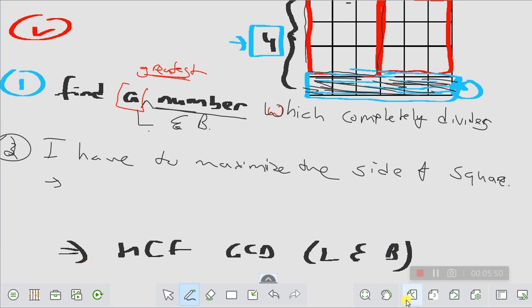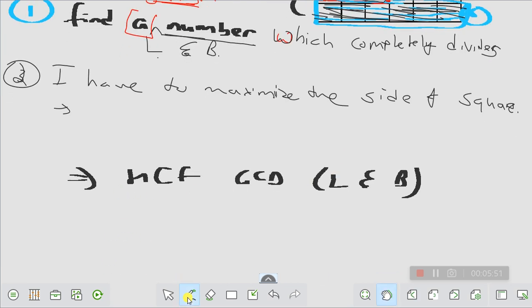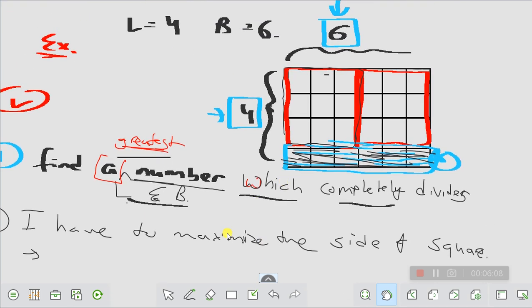Because HCF is the highest common factor, and GCD is also the greatest common divisor. So you can say anything, but the meaning is the same. The meaning says that you have to find the greatest number which completely divides L and B. So if I find the greatest number which completely divides this 4 and this 6, I'm going to have the side of my square.